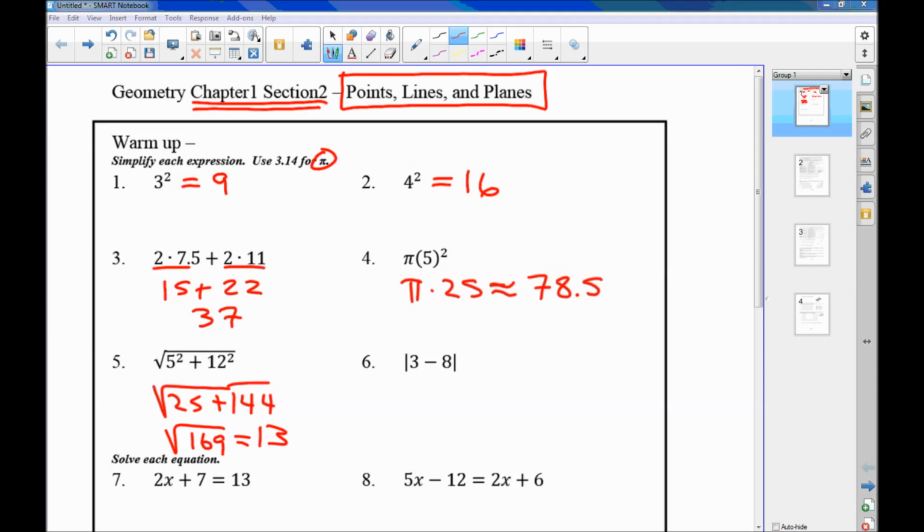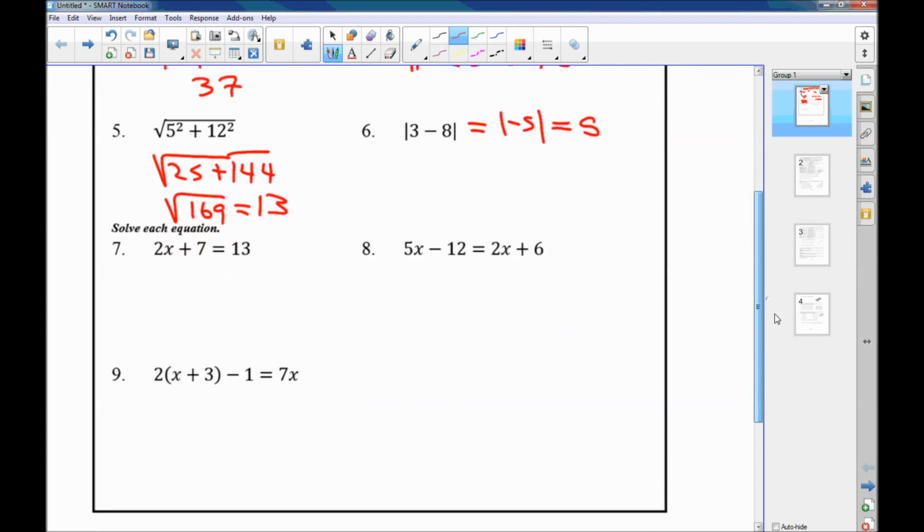All right, number 6, we have absolute value bars here. They act like a grouping symbol also, so we have to work out the inside first. 3 minus 8 is -5. And then the absolute value of -5 is +5. Don't be tempted to do the absolute value of 3 and the absolute value of 8 and then subtract them. Remember, we have to do the subtraction first.